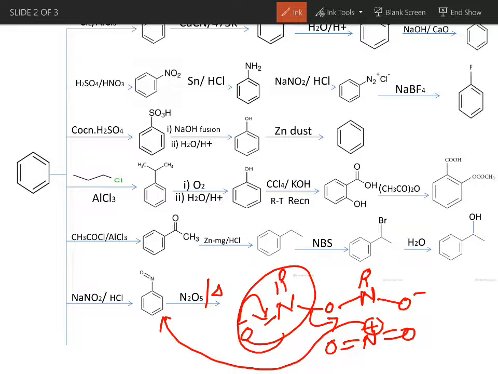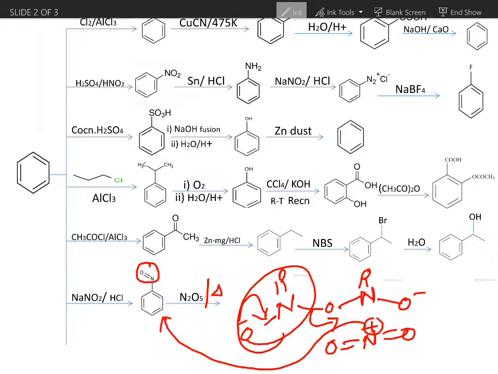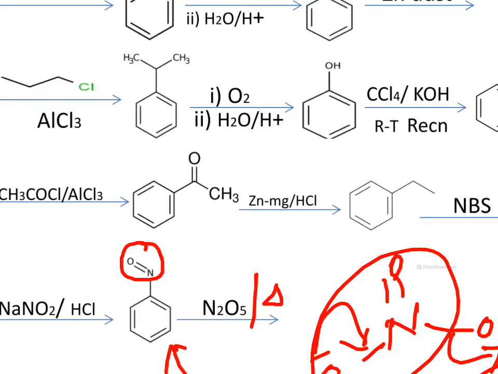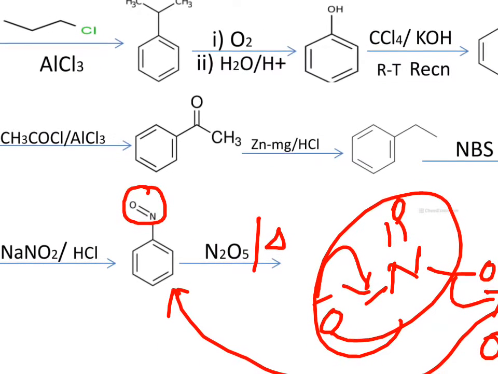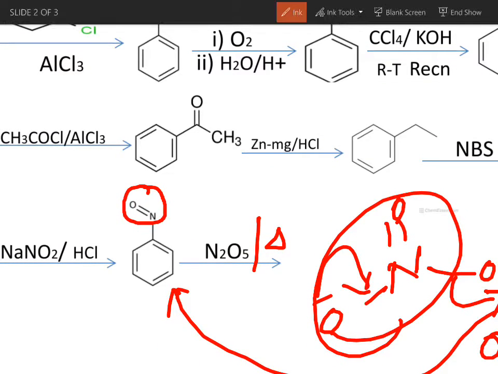Now the question arises, on which position will this incoming electrophile attach, because this benzene already contains a substituent. If you carefully observe, N double bond O is an electron withdrawing group. Electron withdrawing groups are meta directing groups. But in this case, N double bond O is acting as ortho and para directing. The reason behind that is formation of a more stable carbocation.